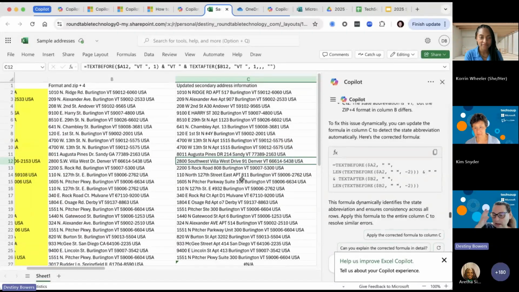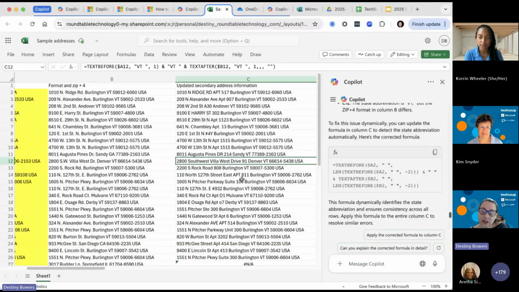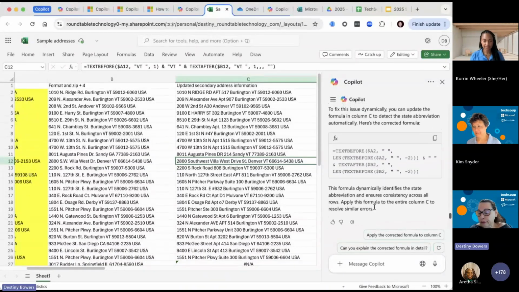So this is a way that you can use AI that you didn't necessarily have to, but the number of steps it would have taken me to Google and figure out what this formula would look like, when I don't know Excel, would have taken considerably more time than asking Copilot to do it for me. And I learned something in the process. So that was one of the requests.